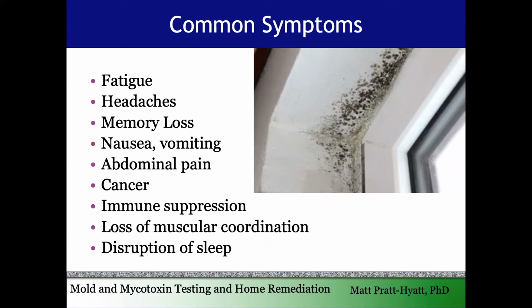Mycotoxins frequently lead to the immune system being inhibited, so that can lead other opportunistic pathogens like Clostridia, other bacteria, and Candida to start growing in the gut, which then can cause abdominal pain. Cancer is very common because of the DNA damage, as well as a lot of mycotoxins mimic different hormones. So this can cause different cancers to pop up. Immune suppression, very common. Less good muscular coordination, which can lead to Parkinson's-like symptoms, and disruption of sleep is still pretty common as well.